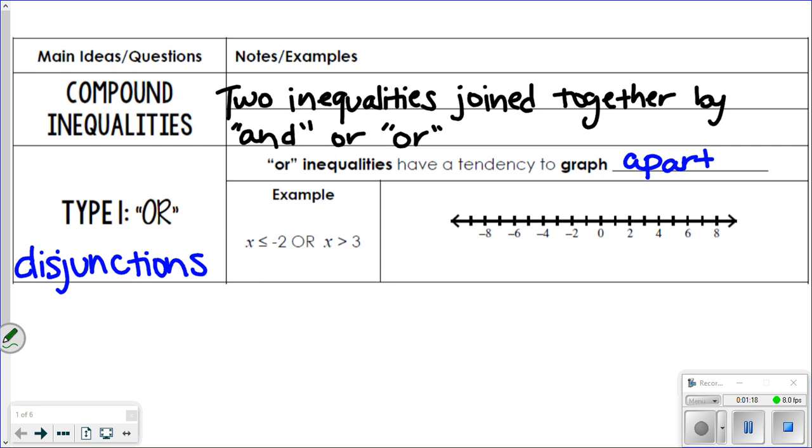So for this example, we have x is less than or equal to -2. So we're going to draw a closed circle at -2. And we're shading less than, so we're shading everything to the left. Or x is greater than or equal to 3. So we're going to put our open circle at 3. All numbers greater than that, shade to the right.